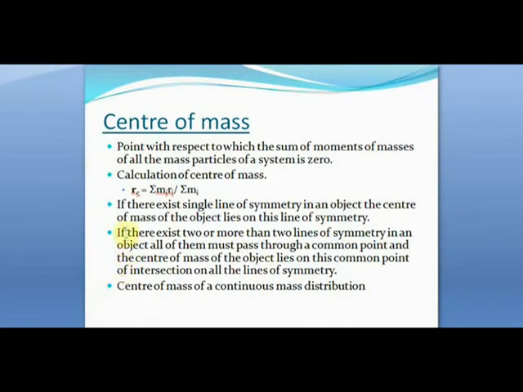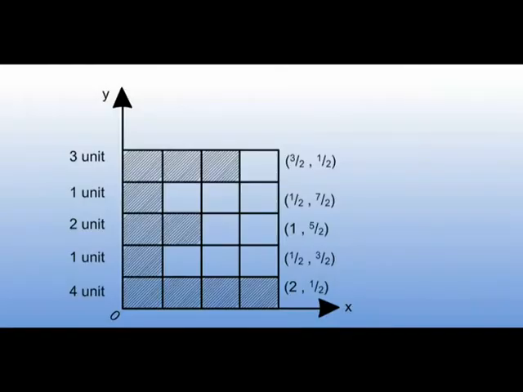So recall that if there exist two or more lines of symmetry in an object, all of them must pass through a common point, and the center of mass of the object lies on that common point. So if you see the bottommost region, that is this region, here also we have two lines of symmetry.